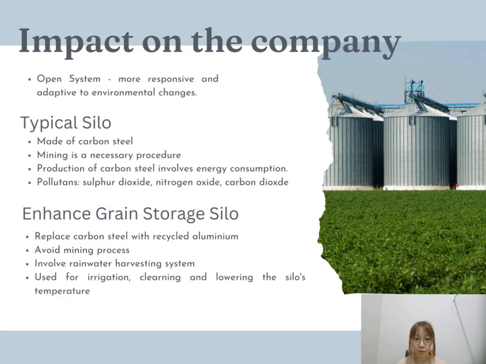Thus, in order to minimize the impact on the company and the environment, we designed a product called Enhanced Grain Storage Silo. In this design, we replace carbon steel with recycled aluminium to avoid the mining process. This product also involves a rainwater harvesting system. This system can be used for irrigation, cleaning, and lowering the silo's temperature.